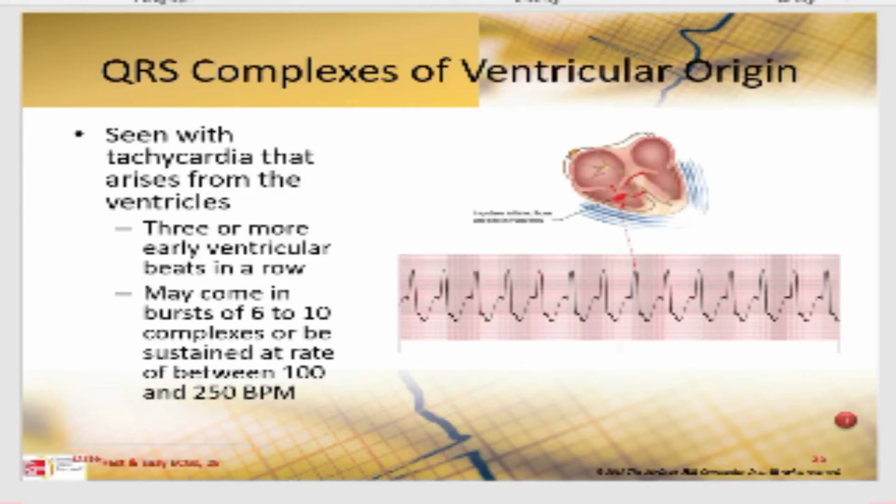So ventricular tachycardia is going to be 100 to 250 beats per minute, where your idioventricular rhythm could be very slow, 20 to 40 beats per minute.